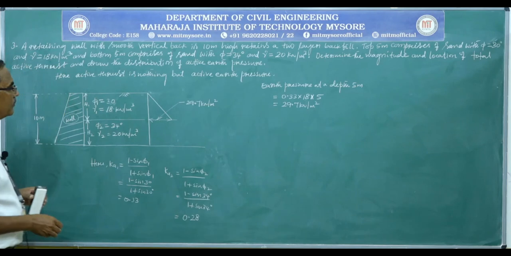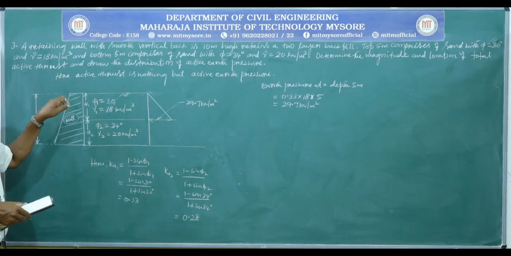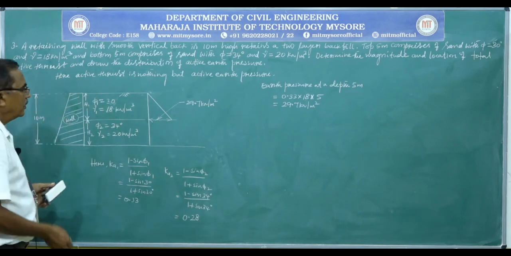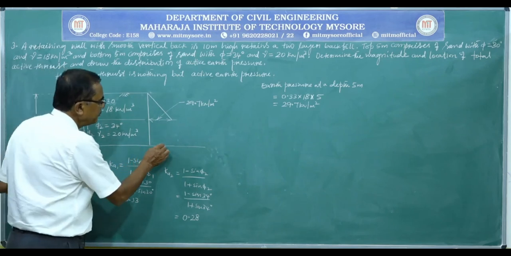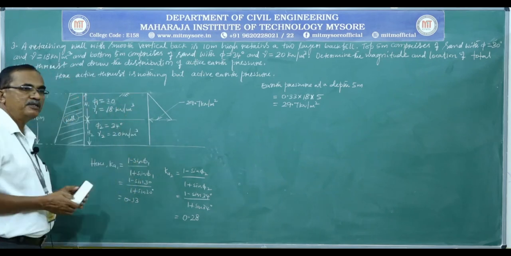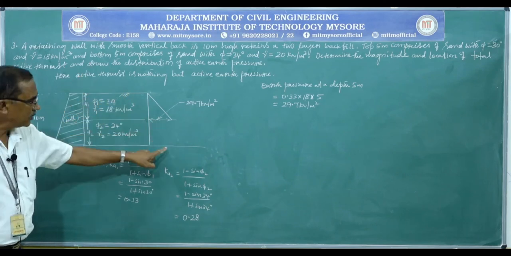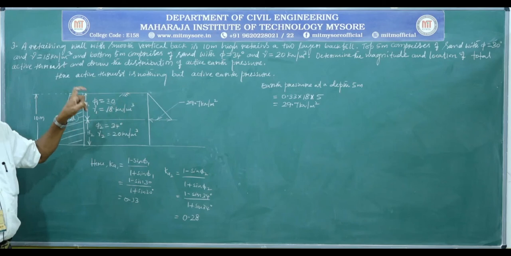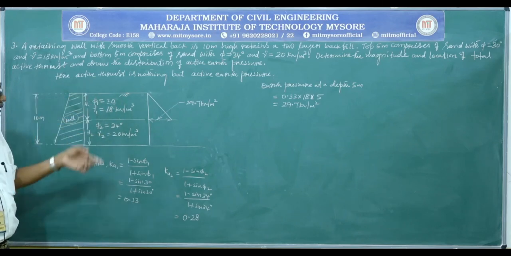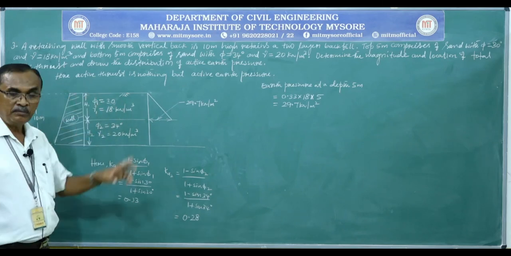Next, same procedure as we adopted previously. To calculate earth pressure at the base of the wall whenever we come across this type of layered soil, first you have to calculate earth pressure due to the top surcharge, then earth pressure due to the bottom soil.